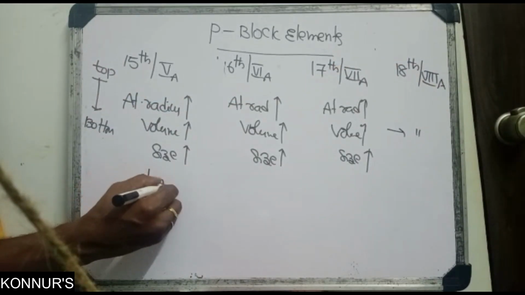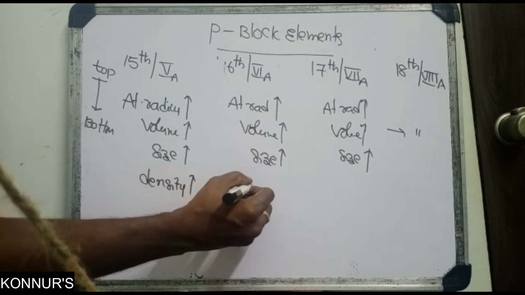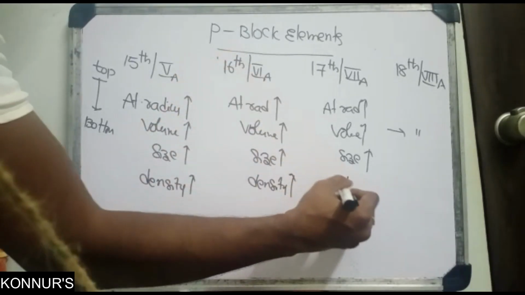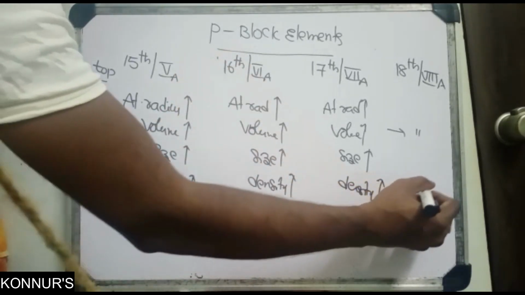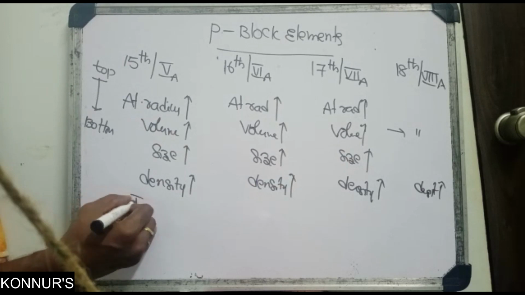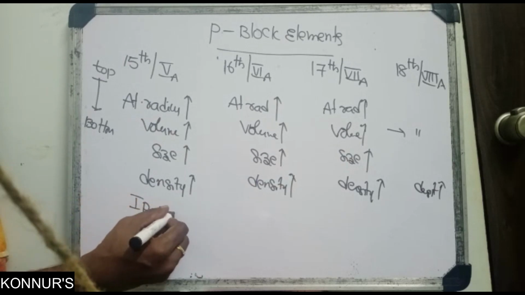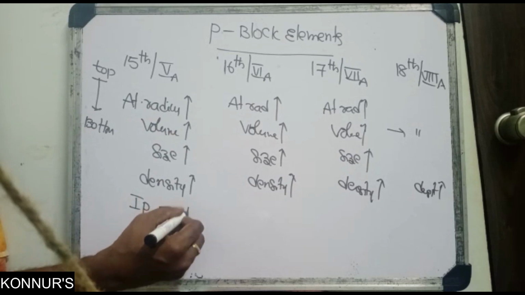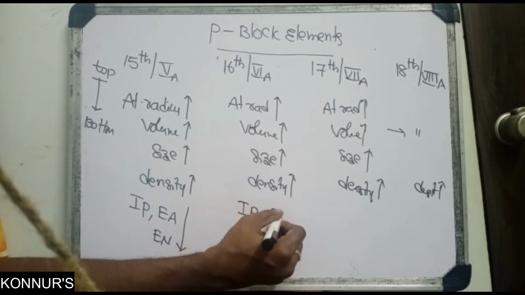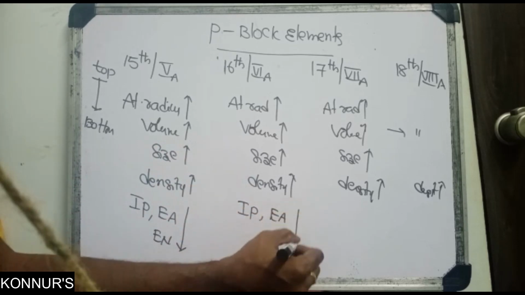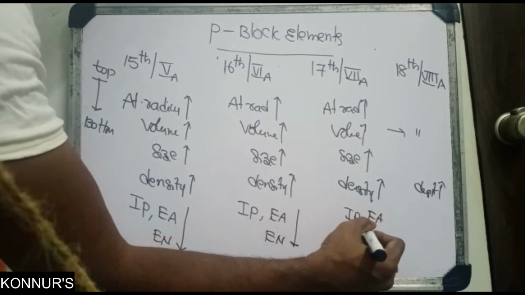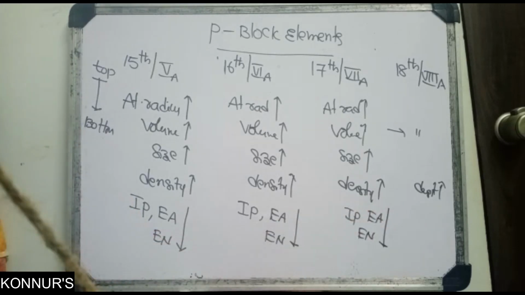Next, density. So top to bottom in the group, density increases. So 16th group also, 17th group also, density gradually increases. Next, ionization potential, electron affinity, electronegativity. So top to bottom decreases. So here also ionization potential, electron affinity, electronegativity, top to bottom decreases. So here also IP, electron affinity, electronegativity, top to bottom decreases.